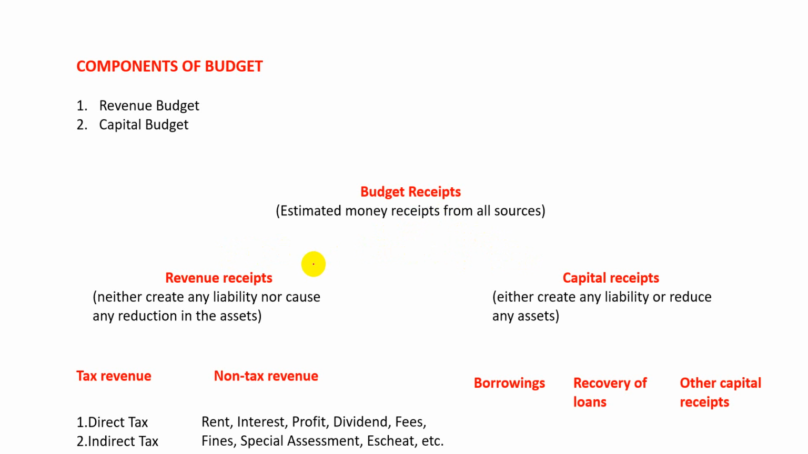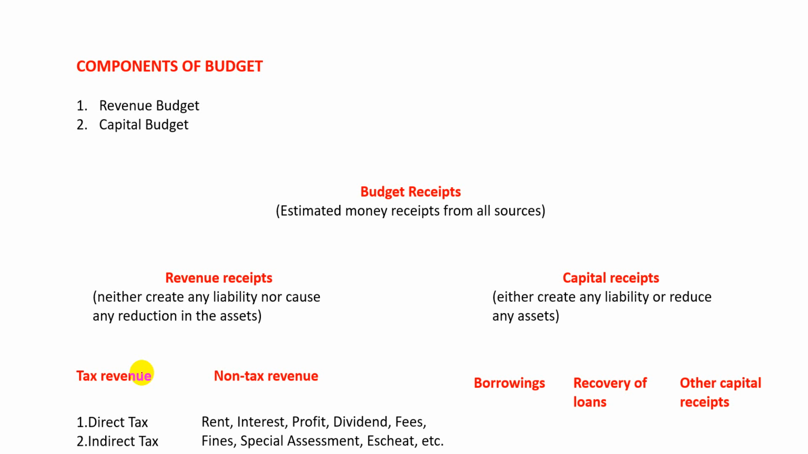Revenue receipts are those which neither create a liability nor lead to reduction in assets of the government. Revenue receipts are further classified into tax revenue and non-tax revenue. What is a tax? A tax is a compulsory payment to government without expectation of direct benefits to the taxpayer. For example, taxes on income, wealth, property, manufacturing, sales, imports, exports, etc.